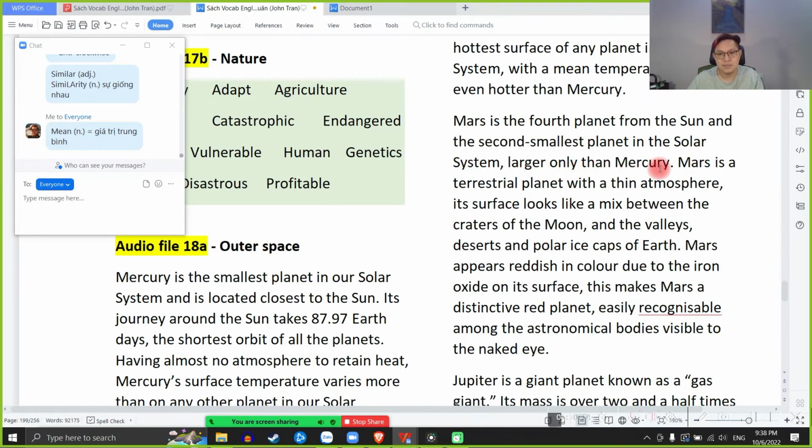Nó chỉ bự hơn có Mercury thôi, nó chỉ bự hơn có mỗi cái sao Thủy thôi. Sao Hỏa là cái hành tinh có đất đá với một cái bầu khí quyển rất là mỏng dính luôn á, rất là mỏng. Cái bề mặt của nó nhìn như là một sự trộn lẫn giữa những cái hố ở trên mặt trăng và những cái thung lũng, những cái sa mạc và những cái tảng băng vùng cực ở trên Trái Đất vậy đó.